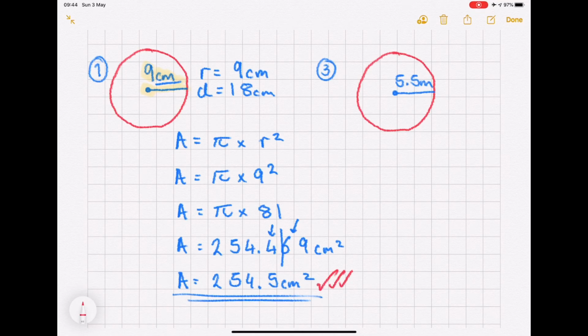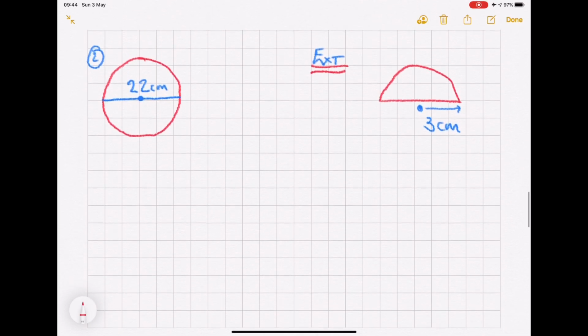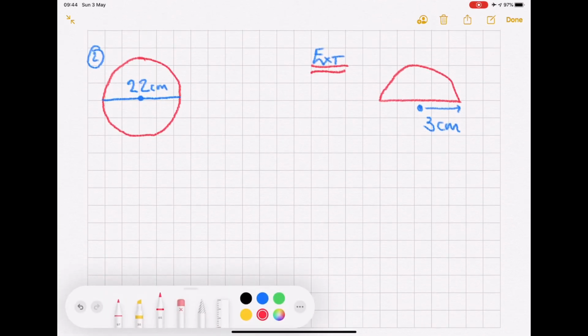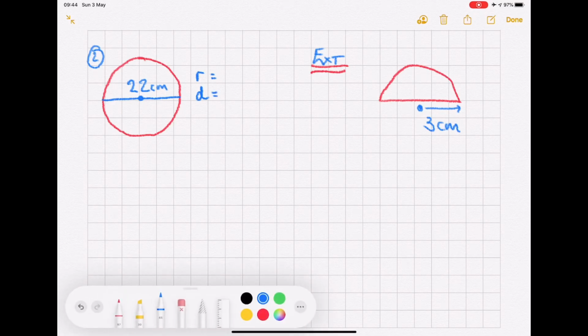Well done. Okay, let's have a look at this second example up here. So first things first, radius and diameter. Then we look at our question and see what we've been given.